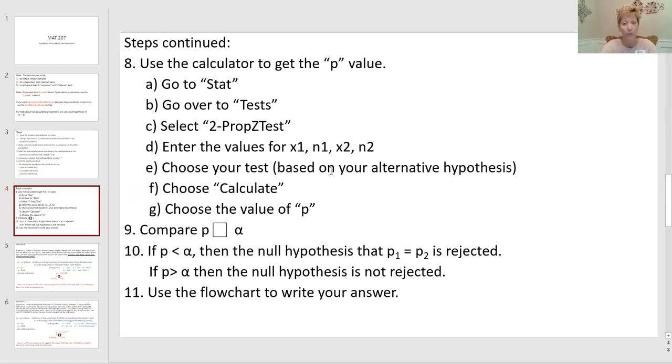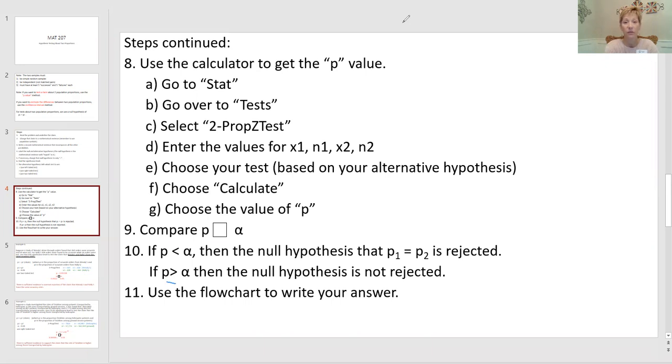And you're looking for probability, so you're looking for P. So write that P value down from your calculator. And then just like before, you're going to take your P and compare it to alpha. If P is less than alpha, then you're going to reject the null. And just like before, if P is greater than or equal to alpha, then you're going to fail to reject it. And then just like before, you're going to use that flow chart to write your answer.